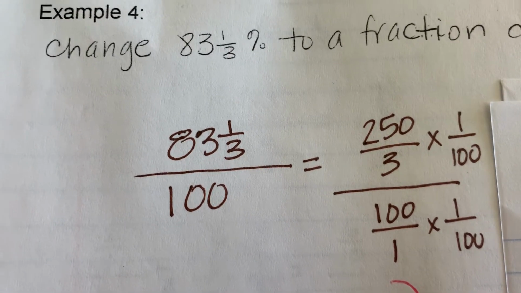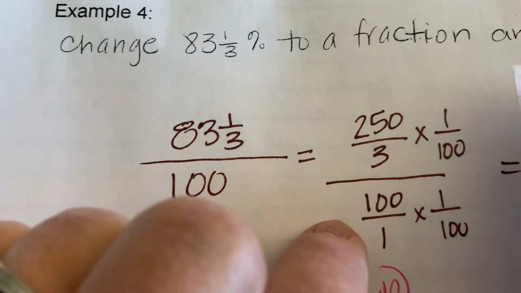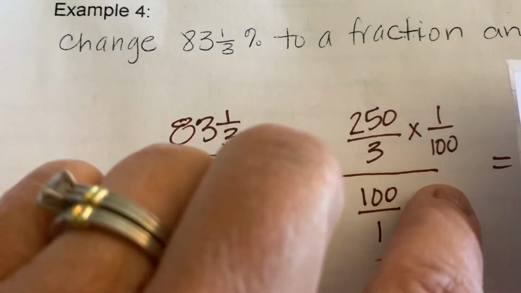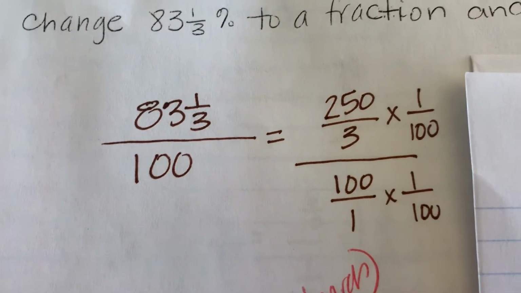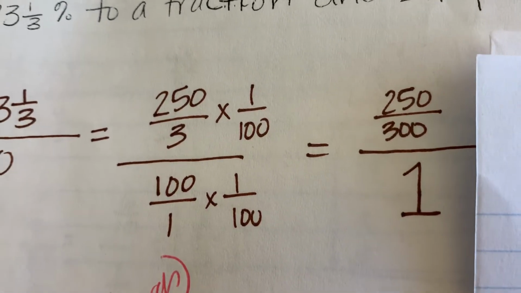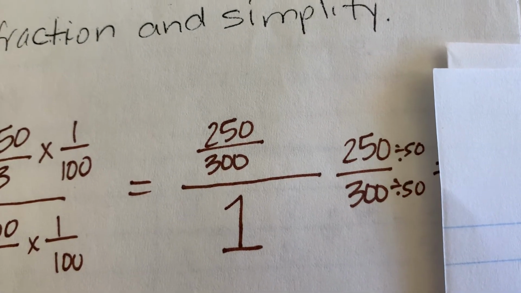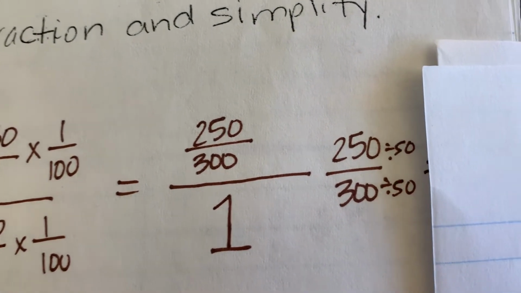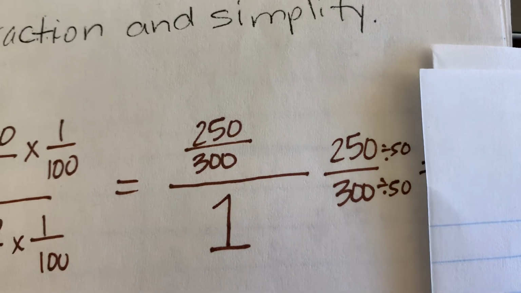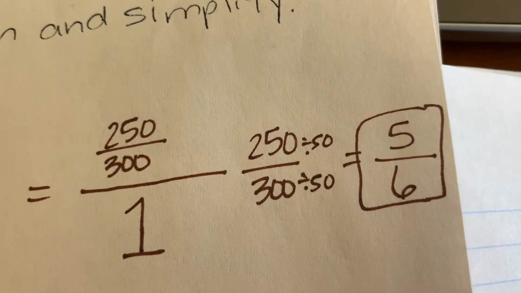And I go ahead and I multiply by the reciprocal of the bottom portion because I want that whole bottom half of the problem to be 1. Okay, and I get 250 over 300 divided by 1, which becomes 250 over 300, and I find a factor in that, and I end up with 5/6 after I reduce.